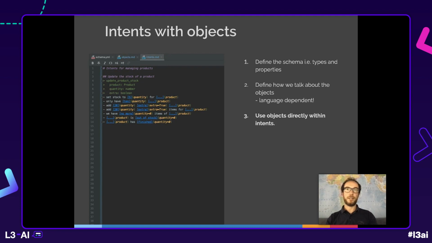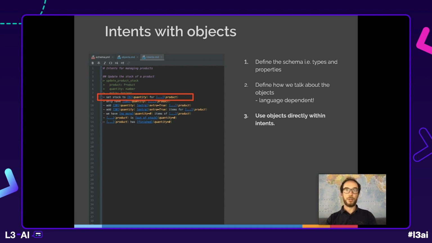Next, we define the intent update product stock. It has three parameters: product of product type, quantity, which is a number, and extra, which is a boolean. We define a set of patterns like set stock to a given quantity for a given product.